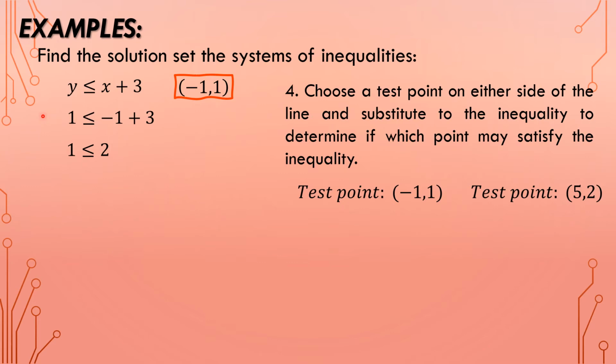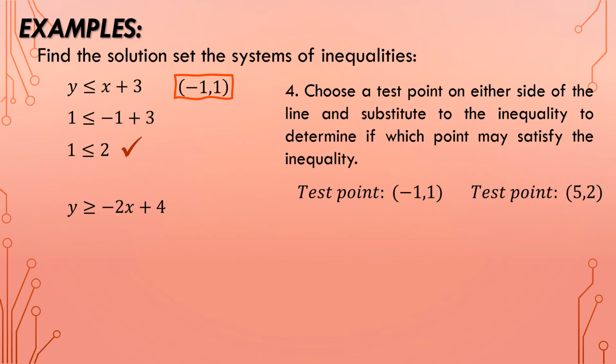So, is 1 less than or equal to 2? So, since mas mababa ang 1 sa 2, that is correct. So, ibig sabihin, yung napili natin na test point, which is (-1, 1), kung saang part naglayang (-1, 1), iyon yung part na sa shade natin para sa first inequality.